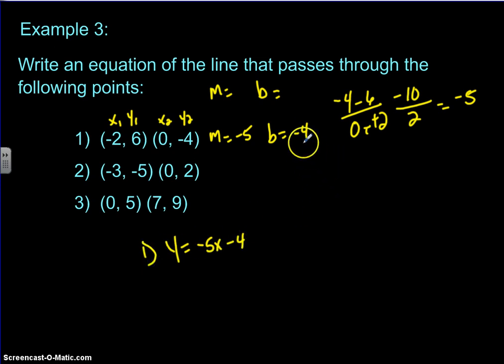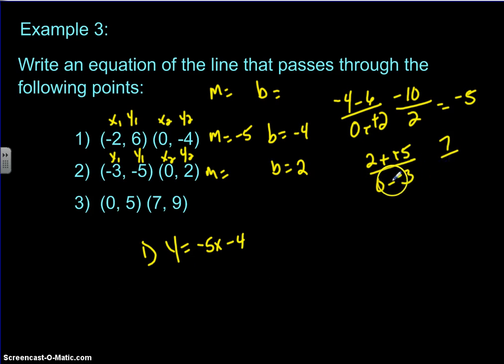Look at number 2. Let's find the slope. We have to find the slope and the y-intercept again. Well, the y-intercept's pretty easy. Find where x is 0. That y value is the y-intercept. Now let's find the slope, x1, y1, x2, y2. I've got 2 minus -5 over 0 minus -3. 7 over 3 is the slope. Okay, let's write the equation. Y equals 7/3 x plus 2.